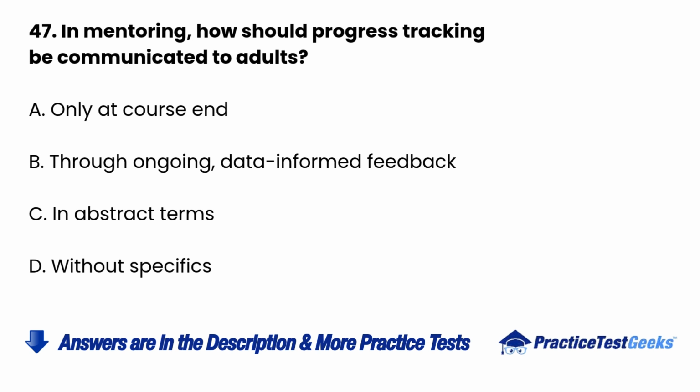47. In mentoring, how should progress tracking be communicated to adults? A. Only at course end. B. Through ongoing, data-informed feedback. C. In abstract terms. D. Without specifics.